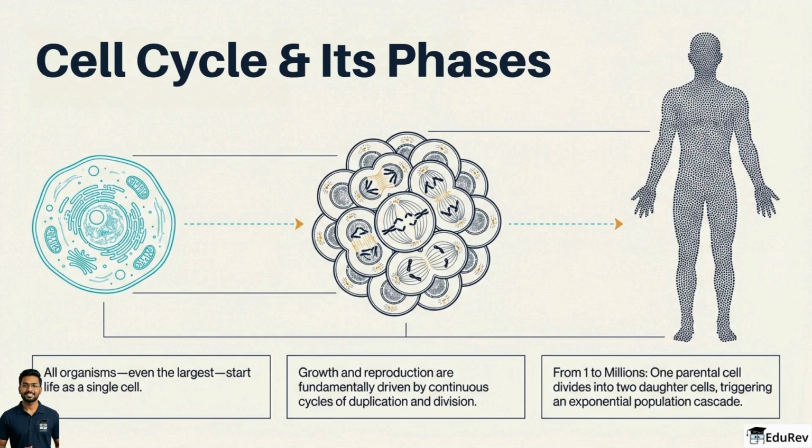Cell division is the engine of life. The opening frame makes that point beautifully. All organisms begin as a single cell. Growth and reproduction depend on repeated cycles of duplication and division. And one parental cell can eventually give rise to millions of cells. So the cell cycle is not just a biology topic, it is the logic behind growth itself.